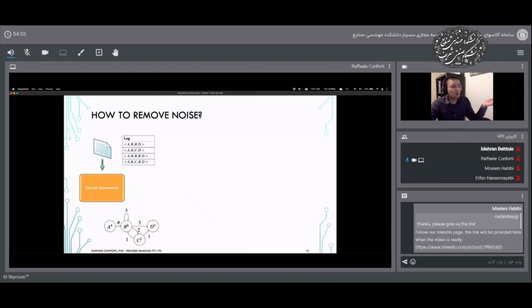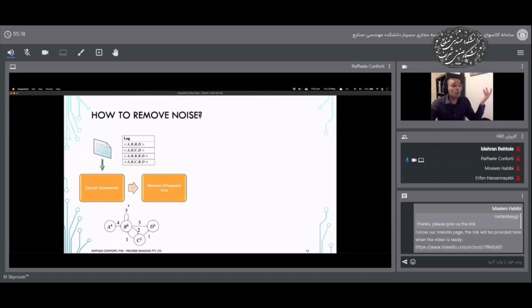The number 4, if it's inside the node, means that the activity occurs 4 times. So we can see here we have 4A. And on the arc, it means that this connection, A followed by B, is observed 4 times. So we can see AB, AB, AB, AB. So we read the event log and we generate this automaton, this graph.